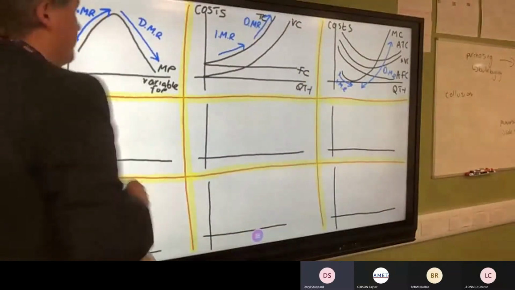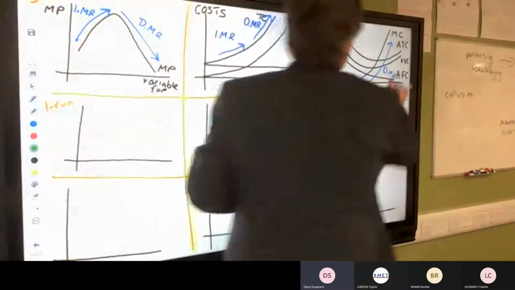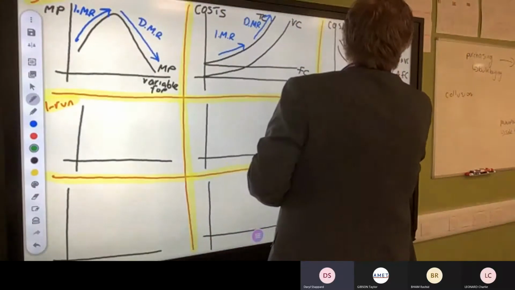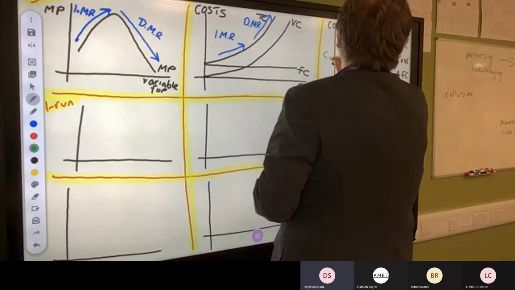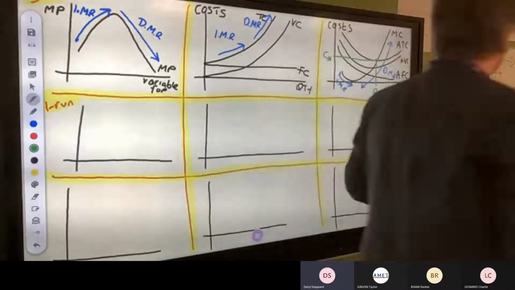Now, another really, really important point on this diagram, though, is this green point here. Now, I'm going to label that Q star, C star.